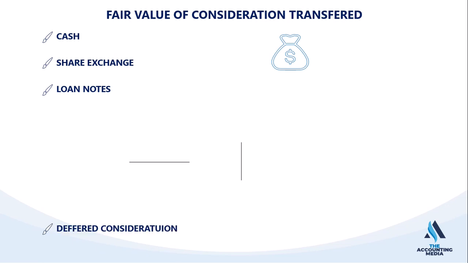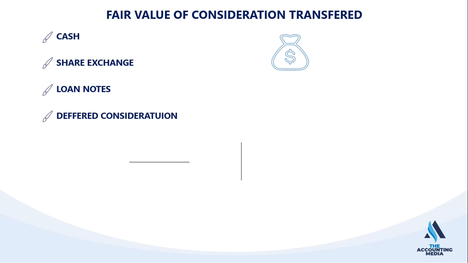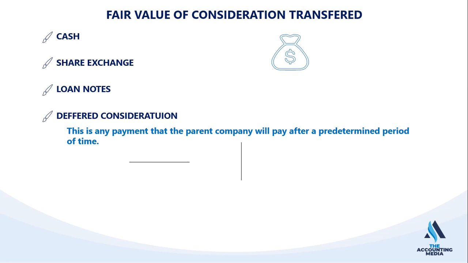Another one that we have is deferred consideration. And what do we mean by deferred consideration? We said this is any payment that the parent company will pay after a predetermined period of time. This is easy. The parent company can tell the owner of the subsidiary that they will be paying additional money in the future, which may be in a year's time, in 2 years' time, or even more than 2 years' time. So any money that will be paid in the future, we refer to it as deferred consideration.